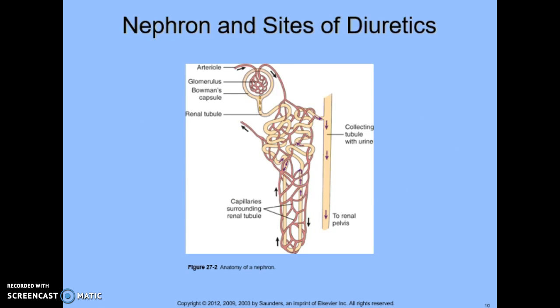Take some time in your book to also look at figure 27.2, which shows nephron sites and diuretics. You'll see this better in your book; it'll be larger for you.